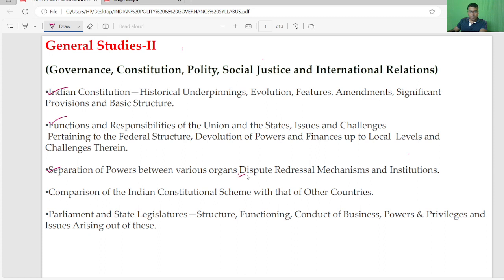We have completed parts 1, 2, and 3. Today we will discuss the dispute redressal mechanism and institutions. What is actually the dispute redressal mechanism, and what are the institutions that deal with it? That we will discuss today.